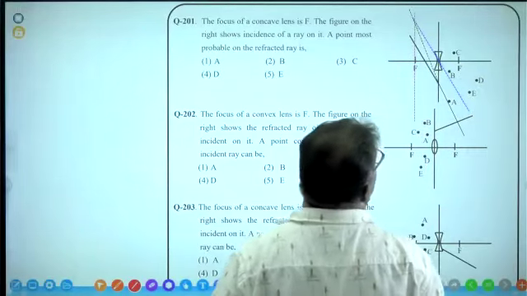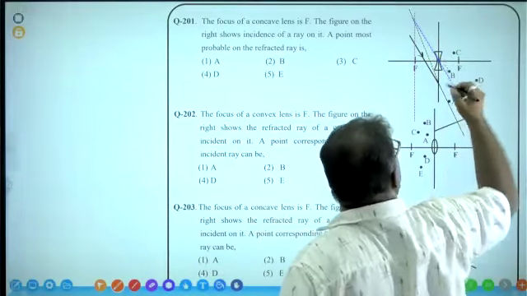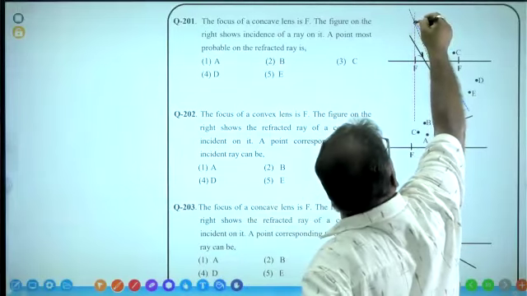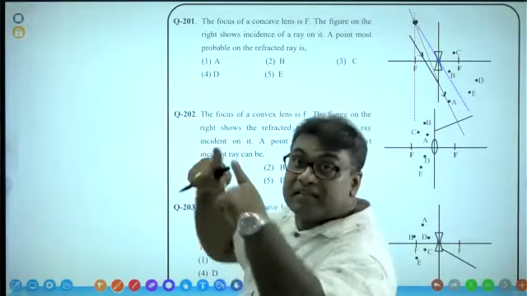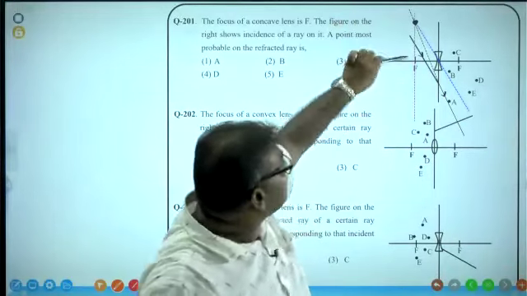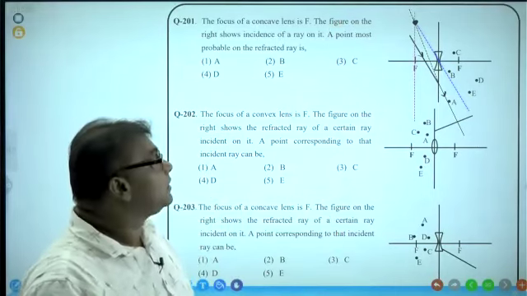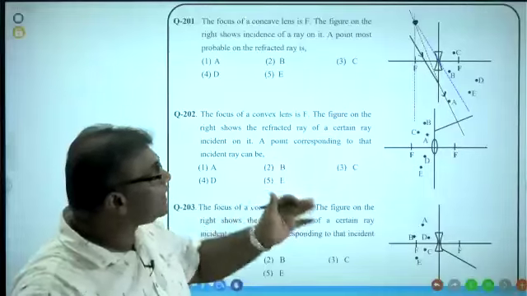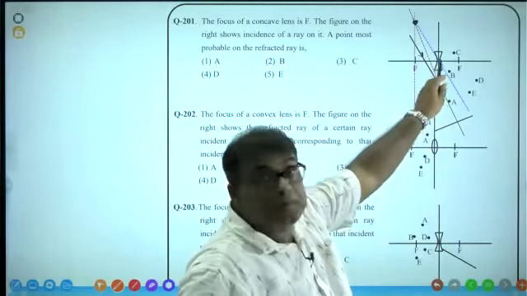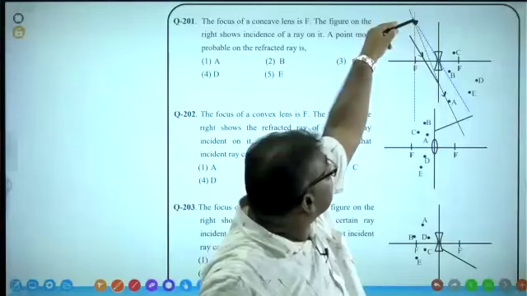This should be the path of the light ray, no? Is that clear? Here, the light ray comes like this, diverges right here, diverging from here, no? Both the extended lines should meet right here. The line across the optical plane, the focal plane. Both the lines, the one drawn through the optical center and the refracted light ray extended, should meet right here.